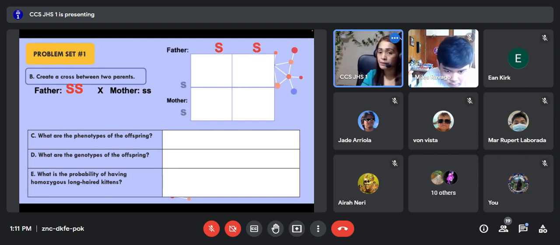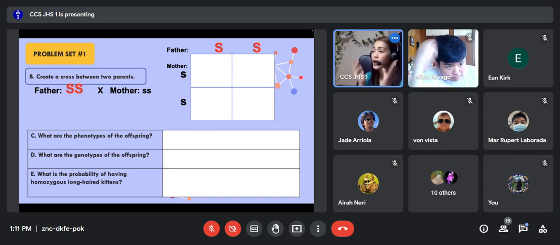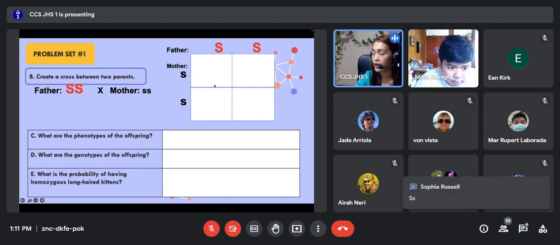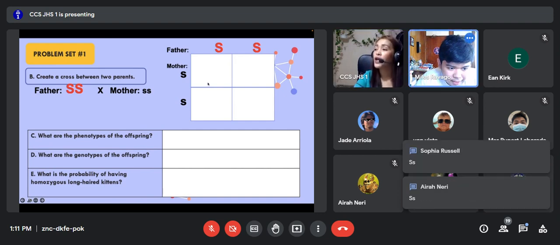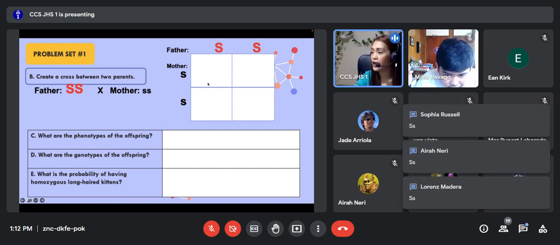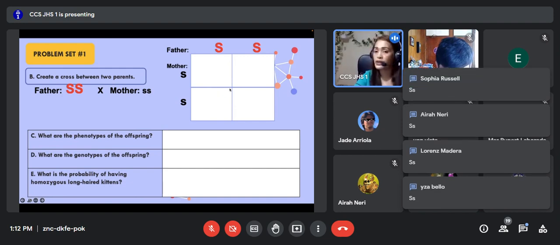So capital and small. So this time I will allow you to do the combination. So first quadrant here, who wants to try? This is capital and this is small. What would be the resulting genotype for this square? Okay. Heterozygous, capital S, small s. Very good, Sophia, Ira, Miles, and Lawrence.